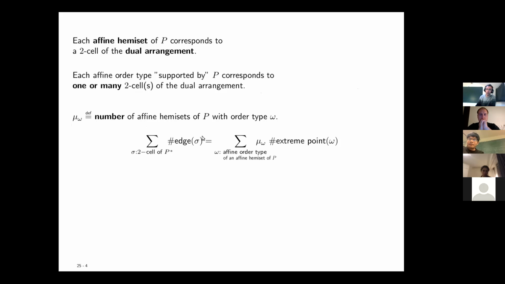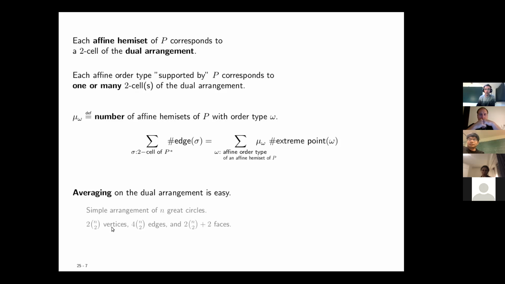When you average the number of edges over the 2-cells, you're basically averaging the number of extreme points in those order types, but you're weighting that average by how many times each order type appears. And so this term on the left, it's very easy to compute, right? It's a basic averaging on the arrangement. You have n great circles. It's a simple arrangement, so no three great circles go through the same point.